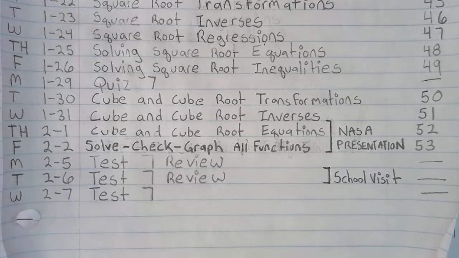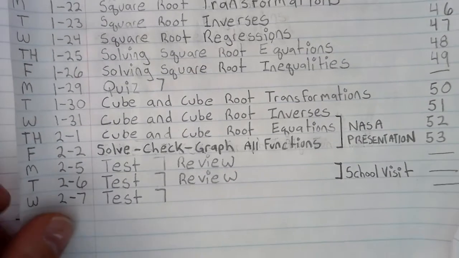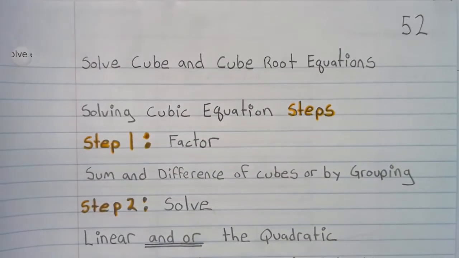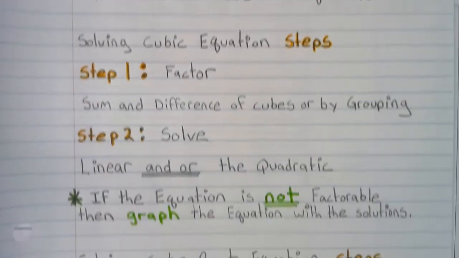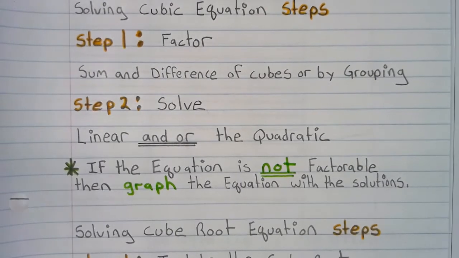All right, now your table of contents are updated. Let's take a look at the notes. Solve cube and cube root equations on page 52. Solve cube equation steps. Step 1, factor, using the sum and difference of cubes or by grouping. Step 2, solve the linear and/or the quadratic. A special note, if the equation is not factorable, then graph the equation to find the solutions.